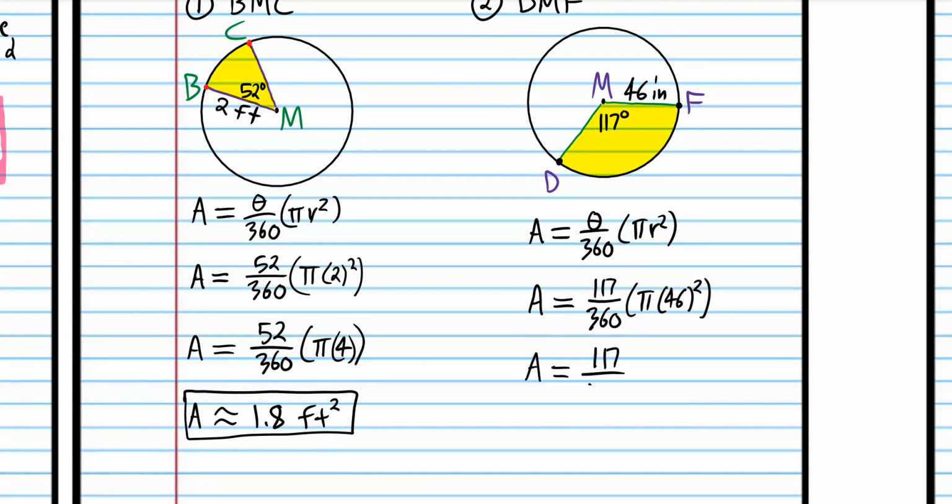I'm going to go ahead and square that 46. 46 squared is 2,116.